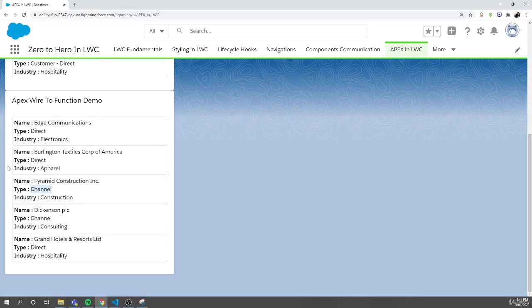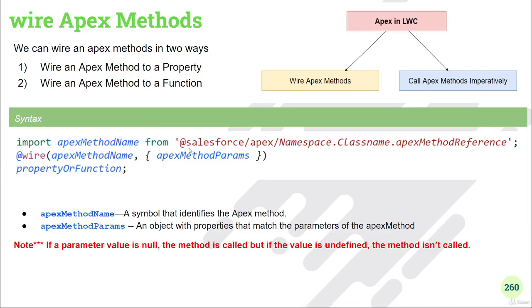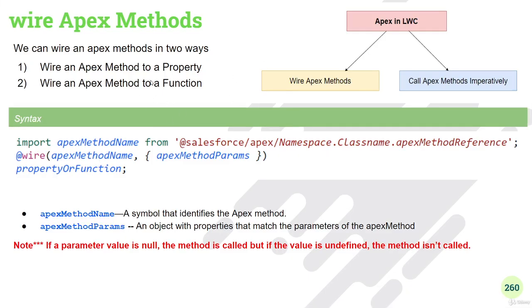So these are the two ways by which we can call the wire Apex method. First is by property and the second one is by a function.